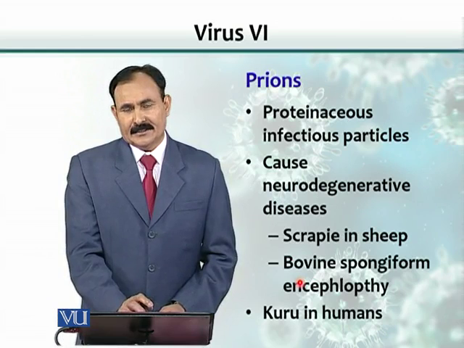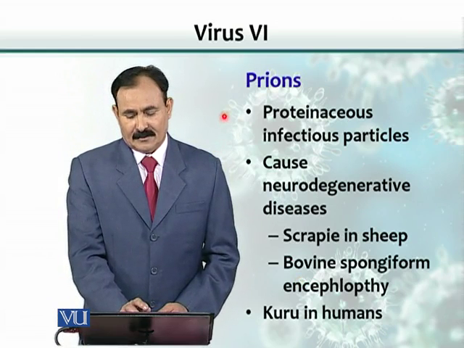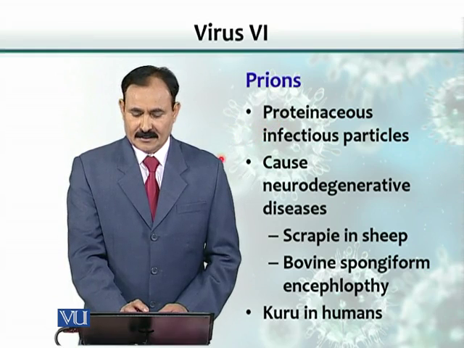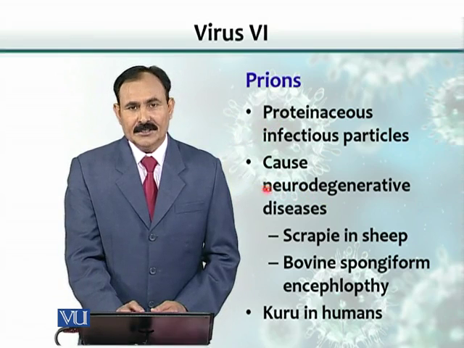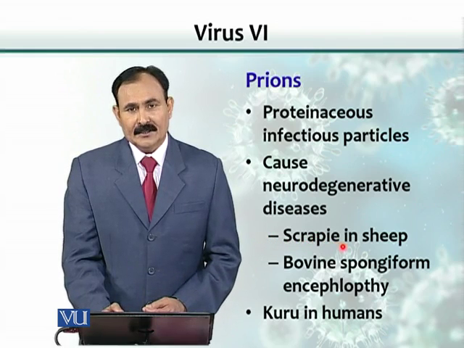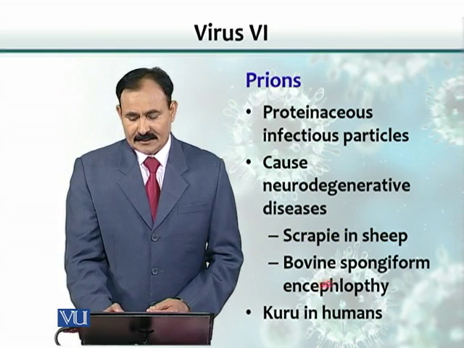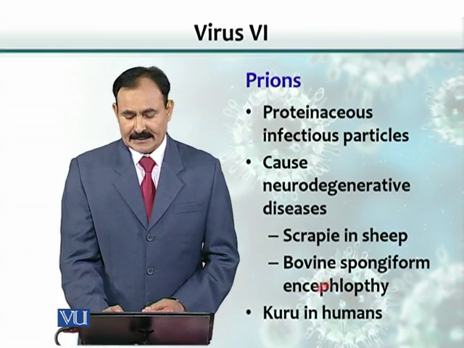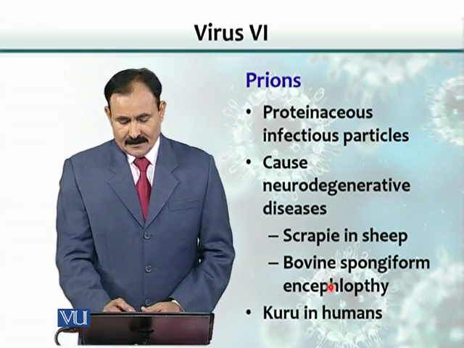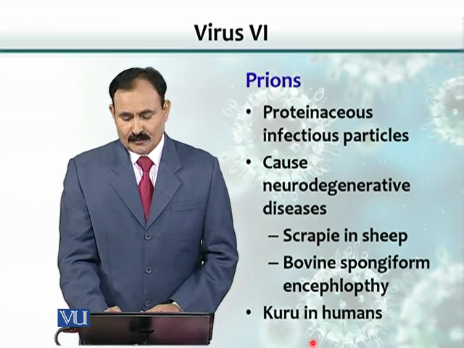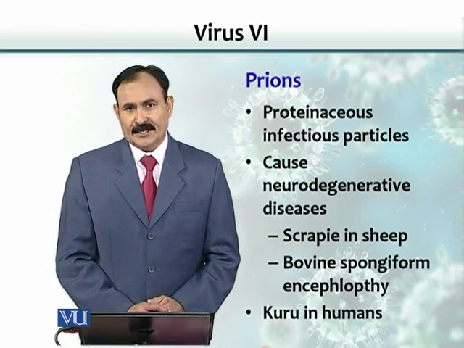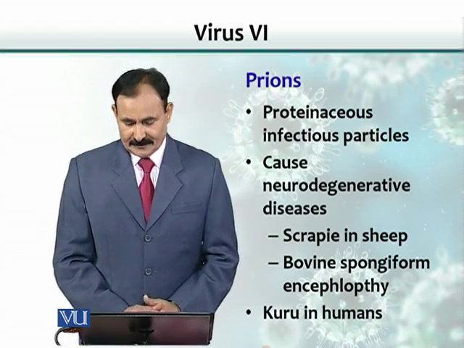Another infectious particle is an abnormal protein, which we call prions. Prions are proteinaceous infectious particles. They cause neurodegenerative changes or diseases. Example is scrapie in sheep and bovine spongiform encephalopathy, BSE. This is also known commonly as mad cow disease. In humans, example is kuru, although there are other examples also, other names, other diseases that are prion associated in humans as well.